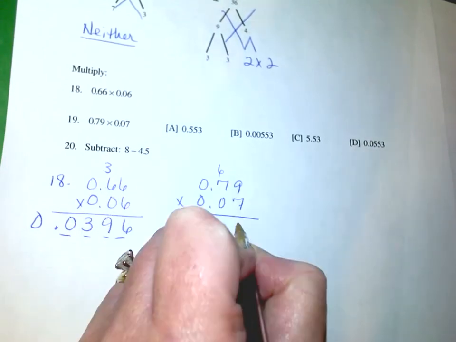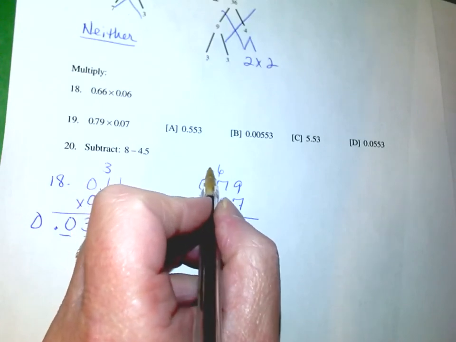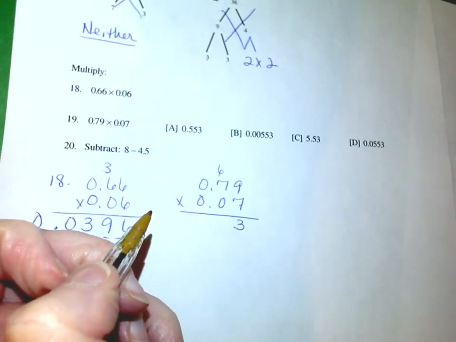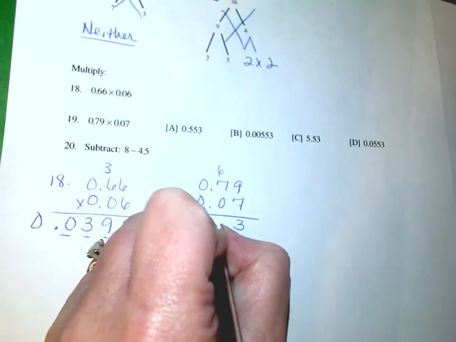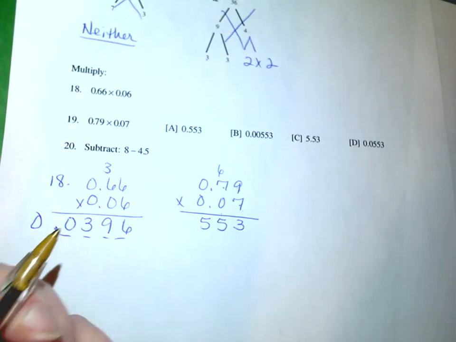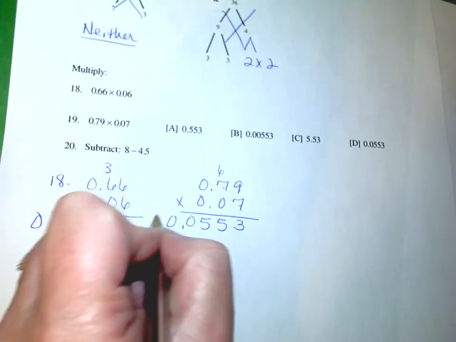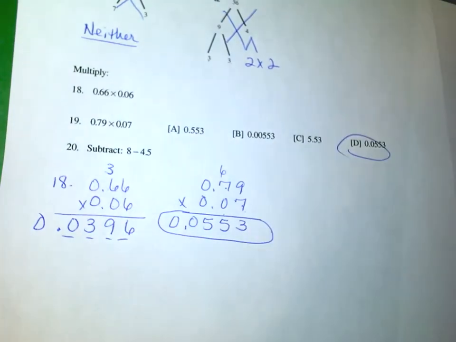Let's do 19 the same way. 7 times 9, 63. 7 times 7 is 49. 49 plus 6 is 55. There's 1, 2, 3, 4 digits in my problem, so there has to be 4 in my answer. So it looks like D was your only choice.